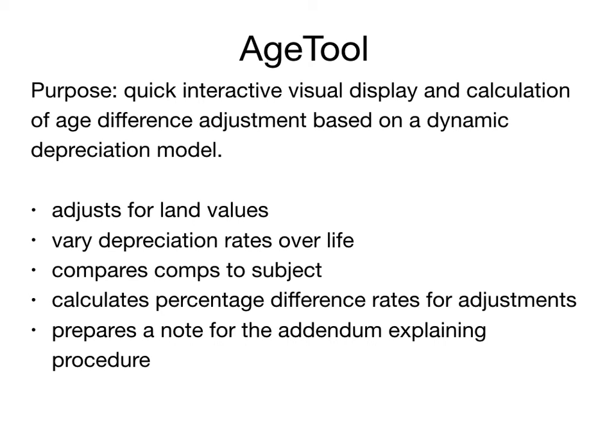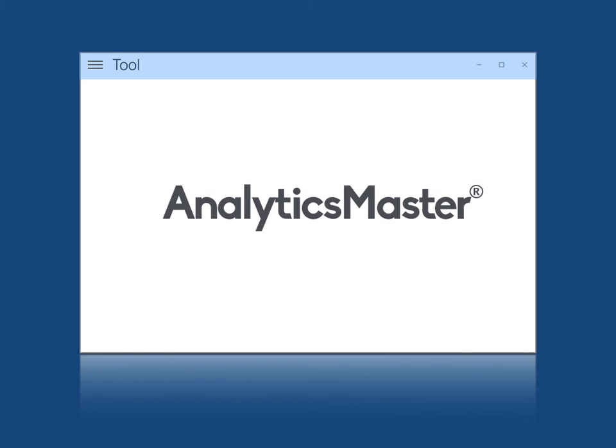You can then compare the comps to the subject. It'll calculate the percentage difference rates for the adjustments, and it will also prepare a note for the addendum explaining the procedure for your appraisal report. All right, that is the new AgeTool.